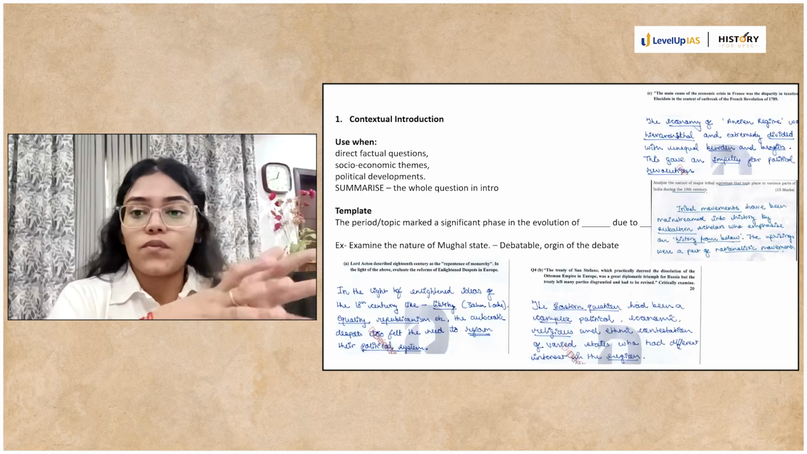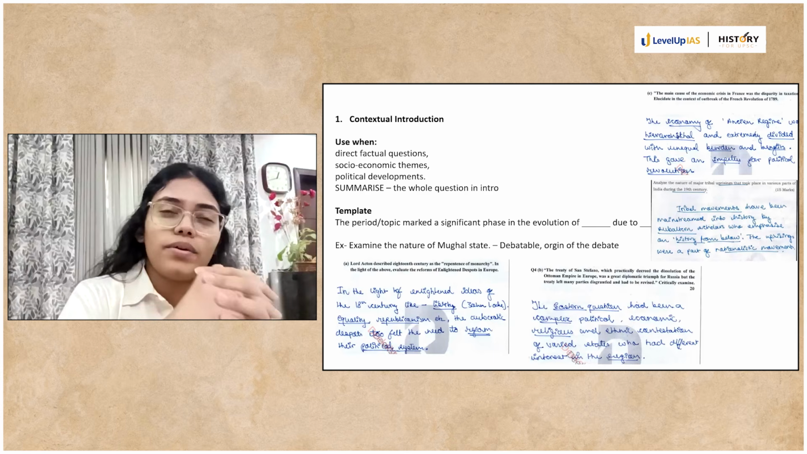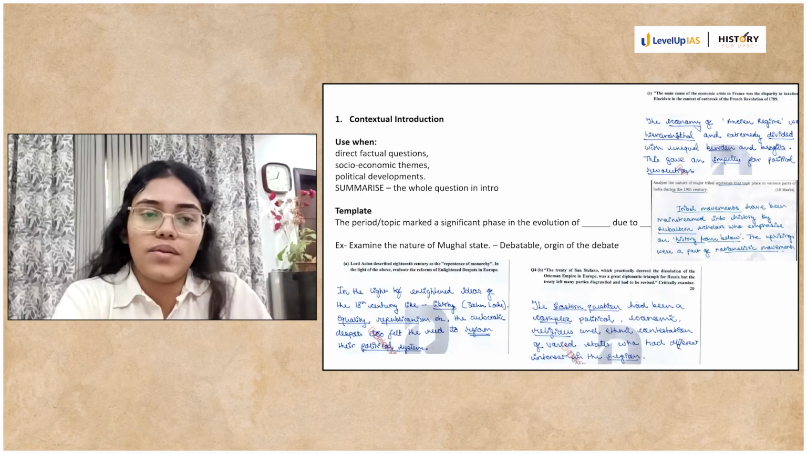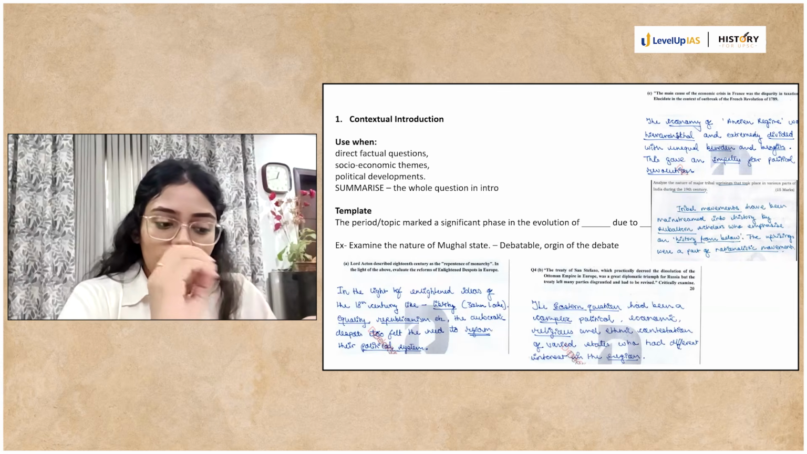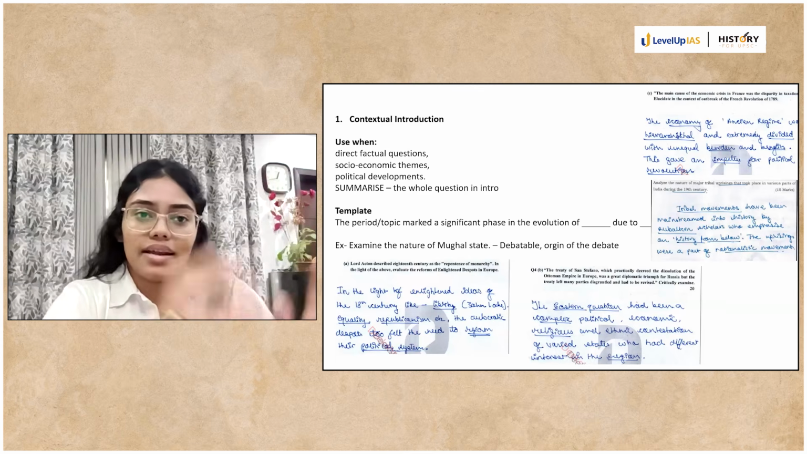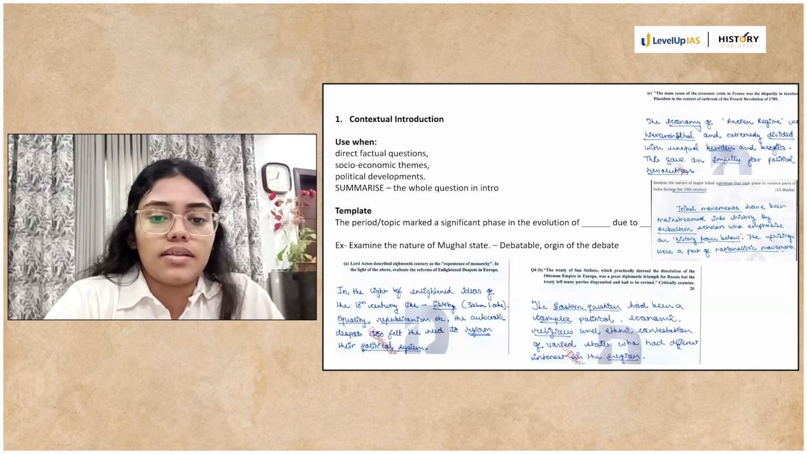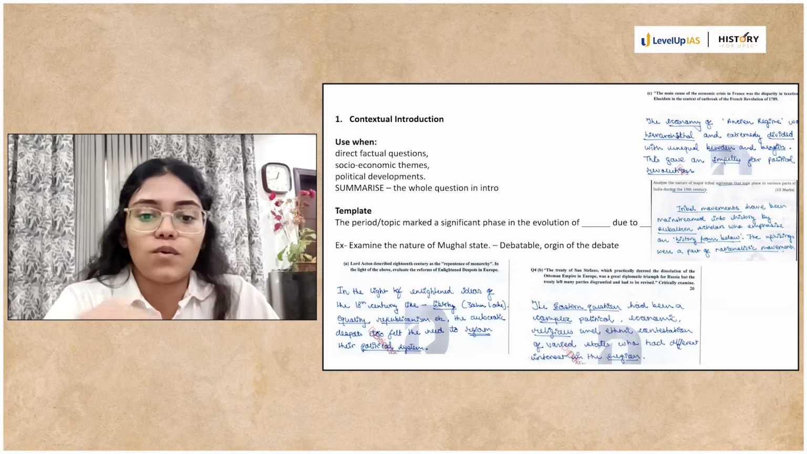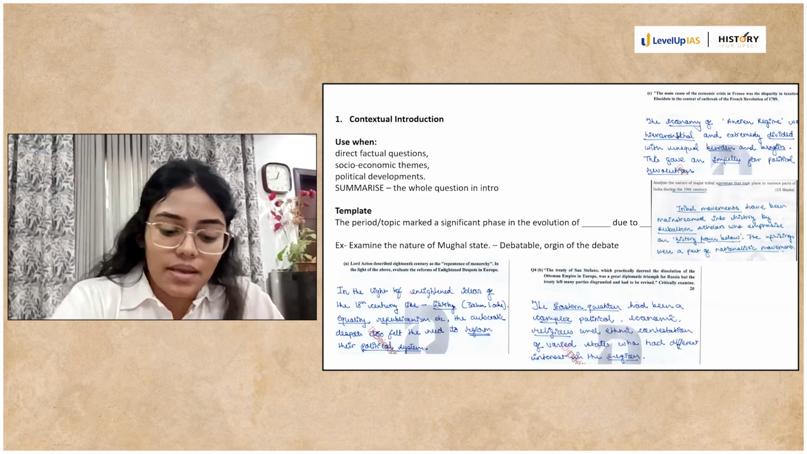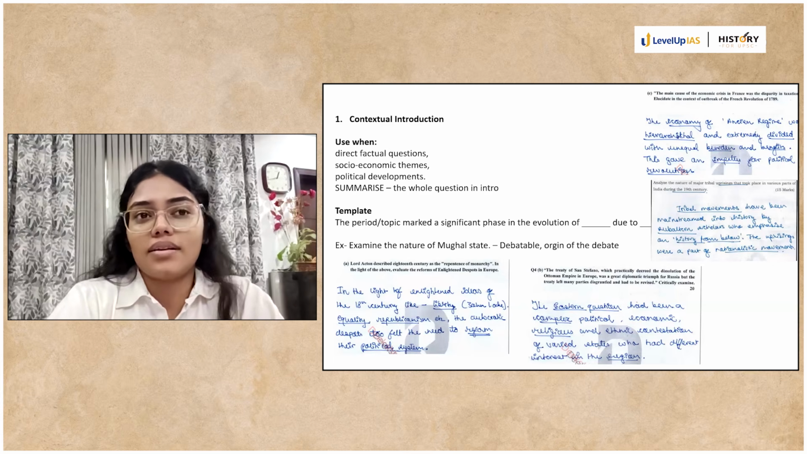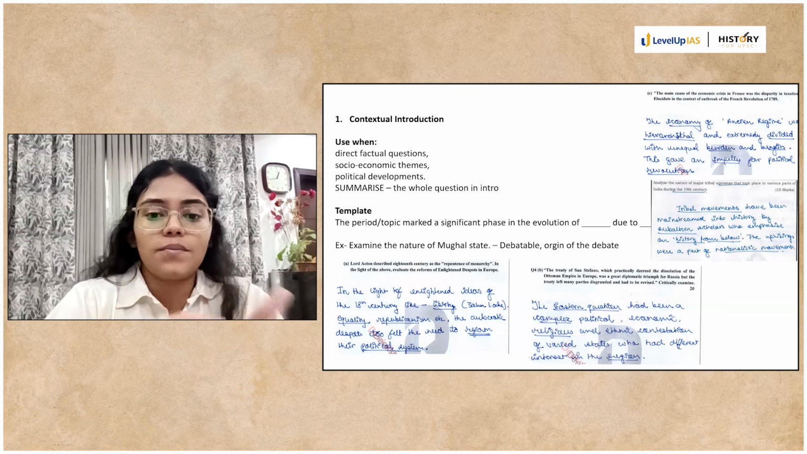So the first type of introduction is the contextual introduction. If anyone is asking a question about a very broad idea or very broad phenomena, you have to tell the examiner that this happened in the context of this. If I take an example, like if the examiner is asking about the nature of the Mughal state, then we will tell them that the whole premise of the nature of the Mughal state is based on the fact that a lot of historians have not been able to come to a conclusion of what the nature of the Mughal state was, and hence it's a debatable question.